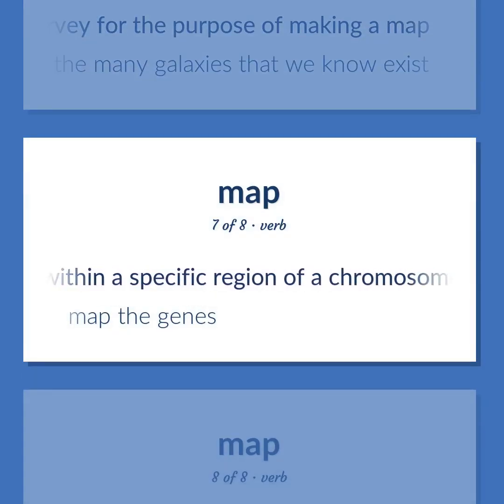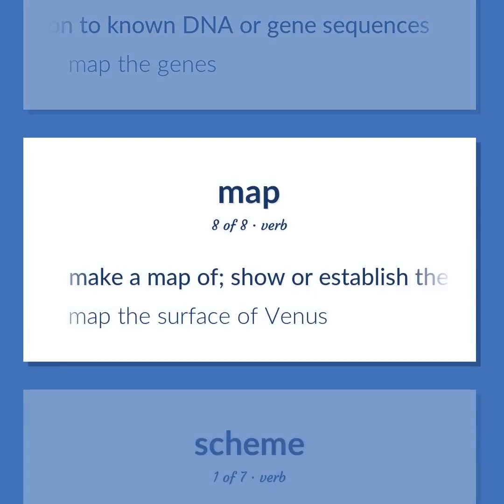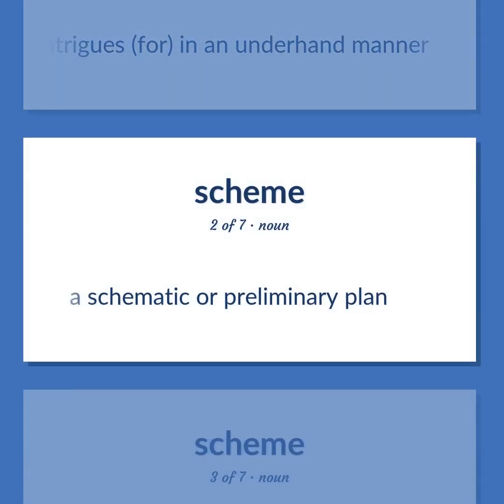Locate within a specific region of a chromosome in relation to known DNA or gene sequences. Map the genes. Make a map of. Show or establish the features of details of. Map the surface of Venus. Form intrigues, for, in an underhand manner. A schematic or preliminary plan.